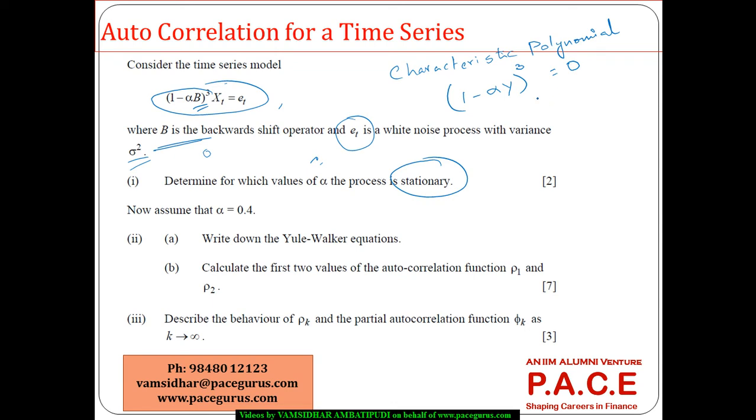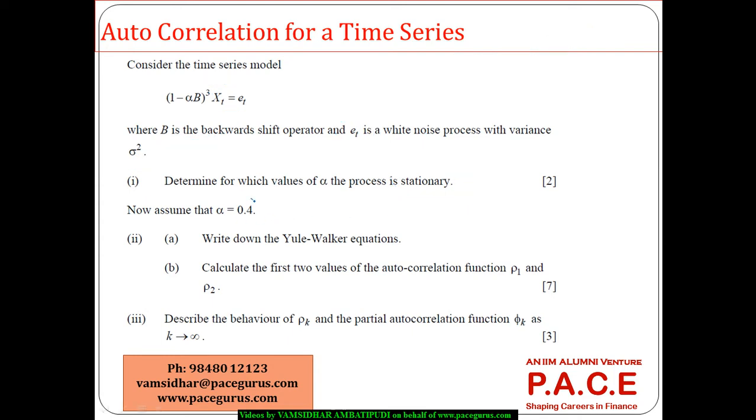Equating it to 0, if this process has to be stationary, what are the roots of this polynomial? 1 by alpha is the root. The absolute value of the root should be greater than 1, which means the absolute value of alpha should be less than 1. In that case, this particular process is a stationary process. Now, taking alpha equal to 0.4 means it's a stationary process.